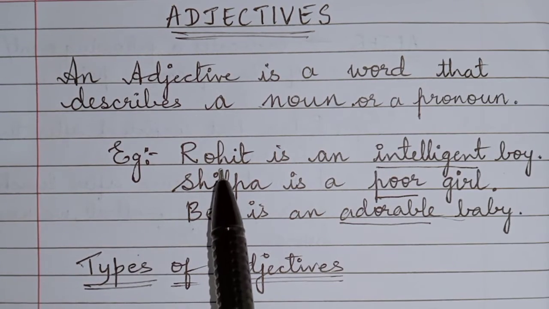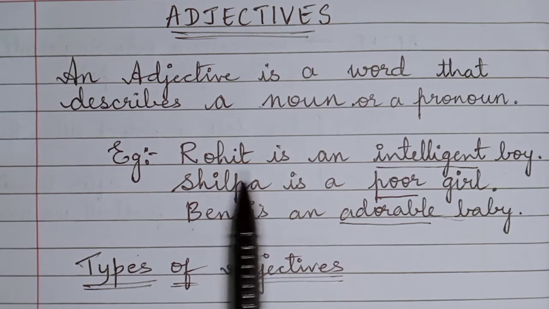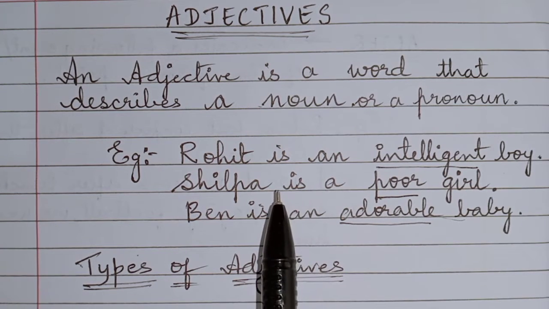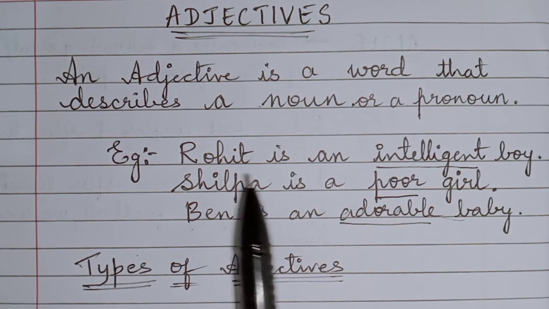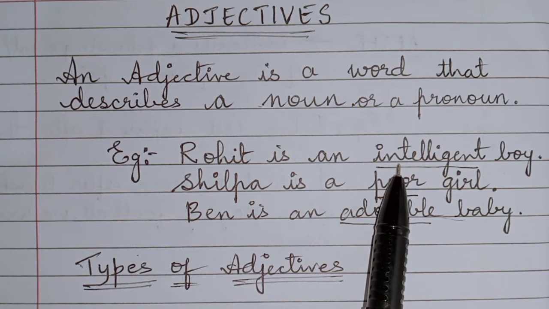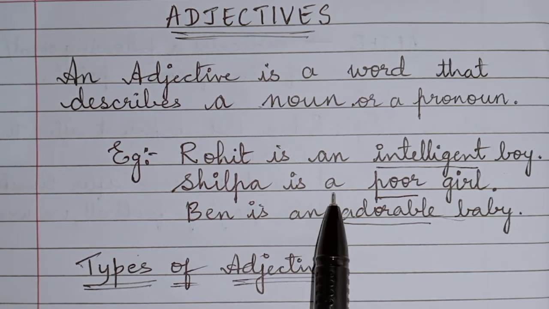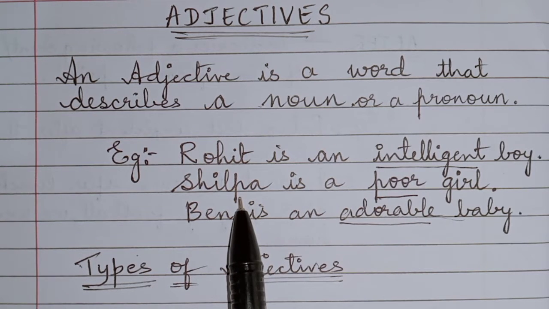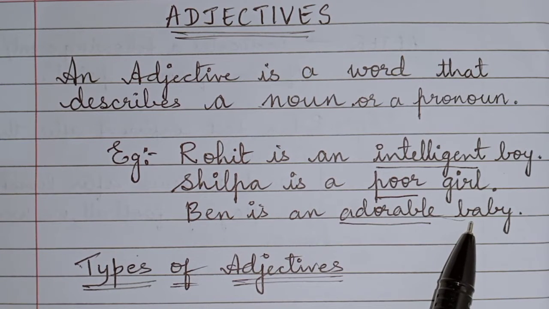Example: Rohit is an intelligent boy. Students, did you identify which word describes Rohit? Yes, the word intelligent describes Rohit. Next, Shilpa is a poor girl. Poor describes Shilpa.